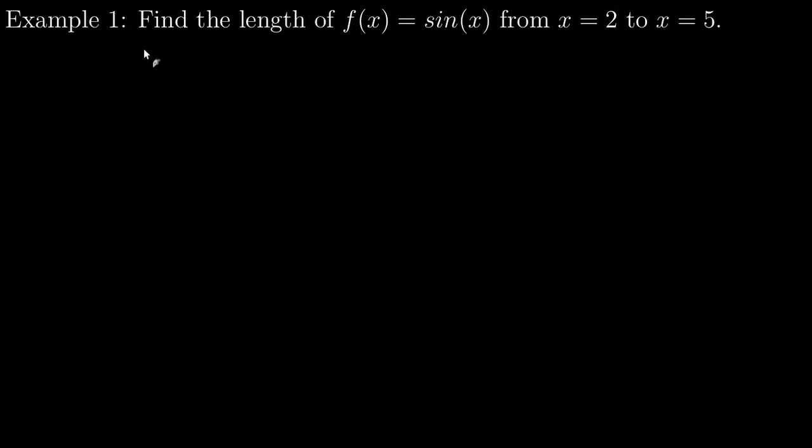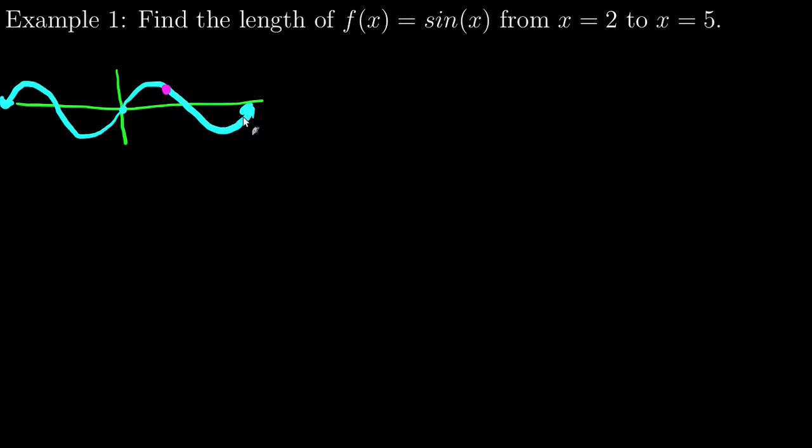So for this first example, let's find the length of f of x equals sine x from x equals 2 to x equals 5. And just for reference, we know that sine is going to look like this. So it starts at 0, 0, and I'll put a full period going this way and a full period going that way. And of course we don't have an algebra formula to find this, but we're trying to go from 2, which is going to be approximately here, to 5, which is going to be approximately here, and find the length along here.